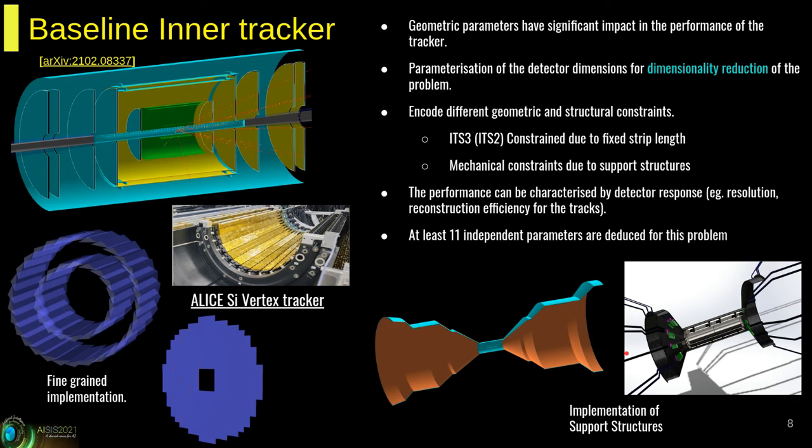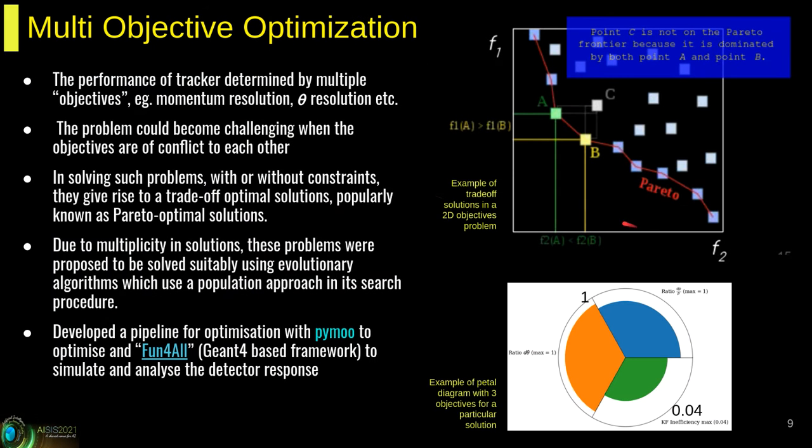After all parameterization in this problem, a total of 11 independent parameters were deduced, which could potentially be changed and optimized. The performance of the inner tracker is characterized by its detector response, that is, the momentum resolution, the position resolution, the vertex resolution, the reconstruction efficiency, etc. for the tracks. Multi-objective optimization can be summarized relatively easily.